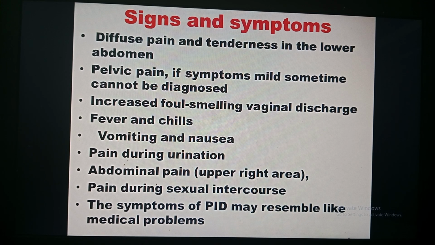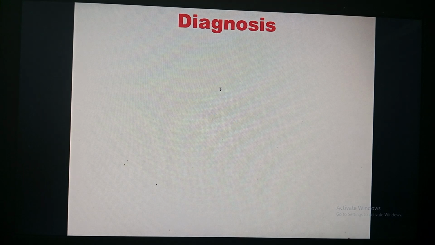Usually the symptoms of PID may resemble a medical problem. You may not realize it is an obstetrical or gynecological problem. You may approach a physician also. Once the physician comes to know it is PID, he may refer to a female doctor, like an OBG doctor.